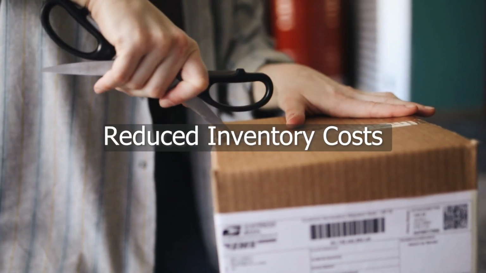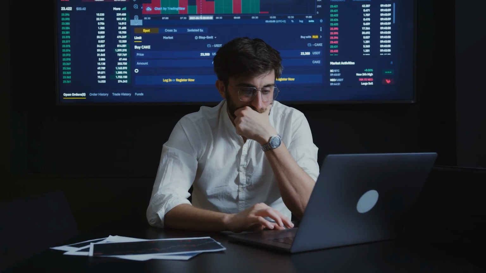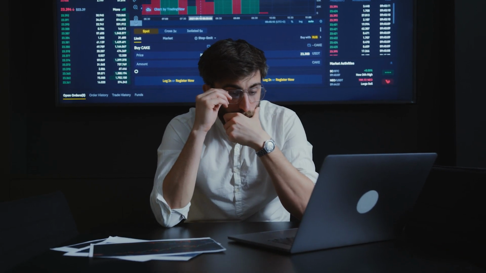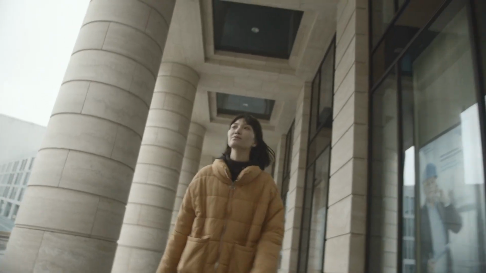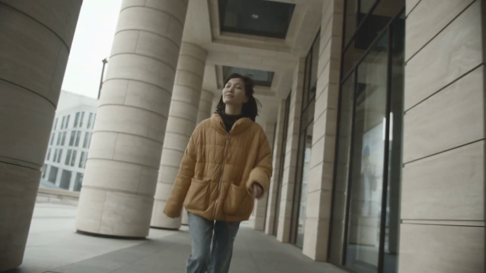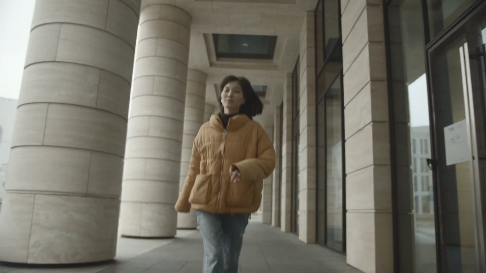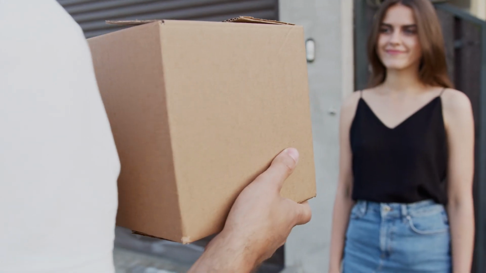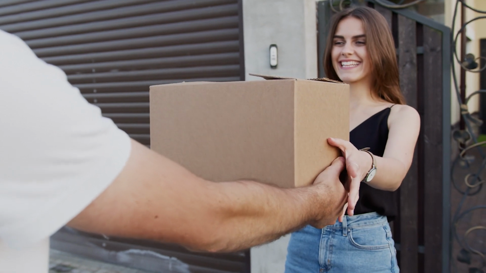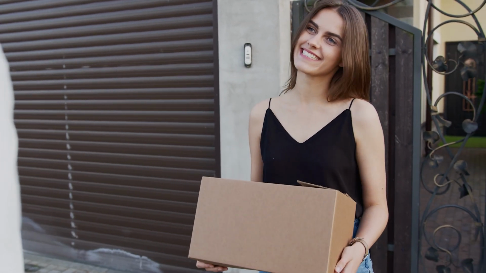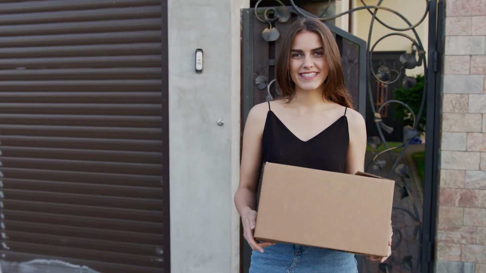Reduced inventory costs. Traditional retail models require substantial investment in inventory storage, warehousing, and management. Dropshipping eliminates the need for businesses to stockpile products, resulting in significant cost savings. Instead, products are shipped directly from suppliers to customers, reducing the financial burden associated with inventory maintenance.